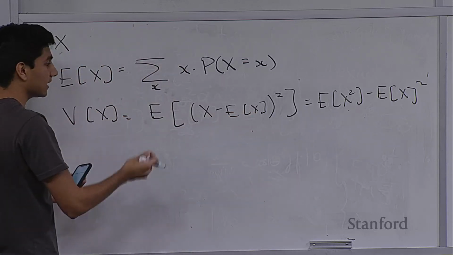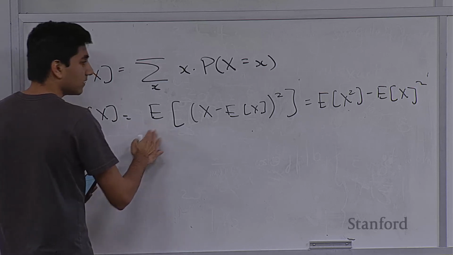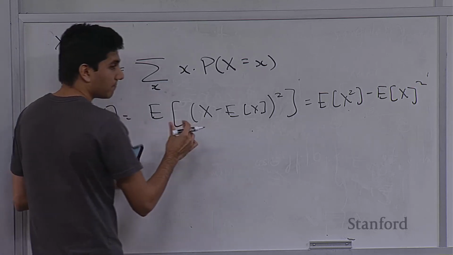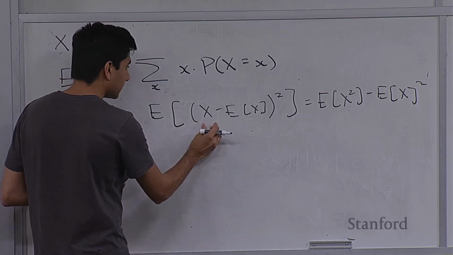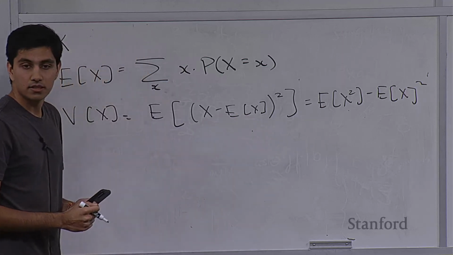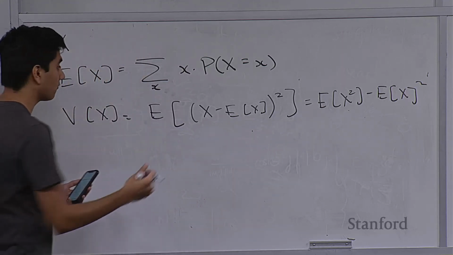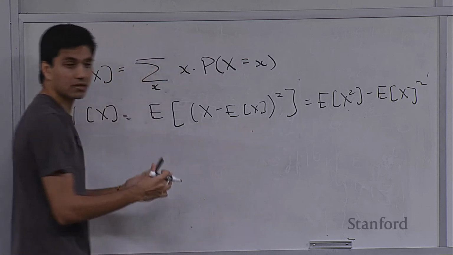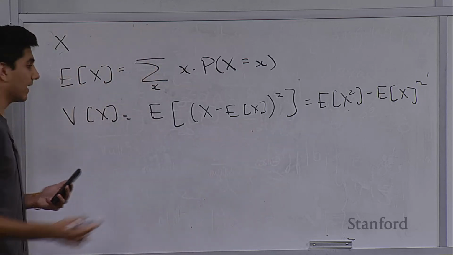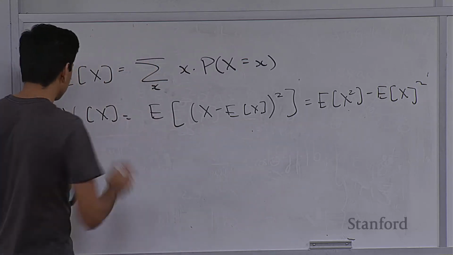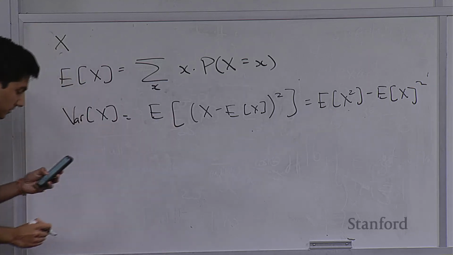Basically, what the variance is saying is that we want the expected value of how far away any given value X is from its expected value. Does that make sense? So we're just quantifying how far X is from the expectation over all values of X. And this is what the variance is defined as. It's normally written as Var, actually.